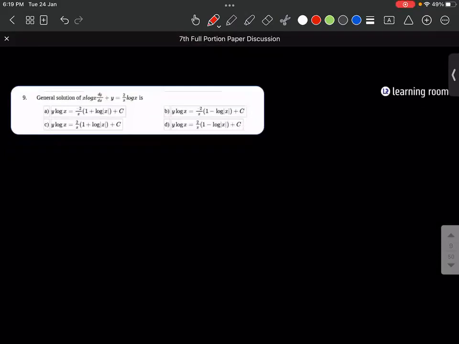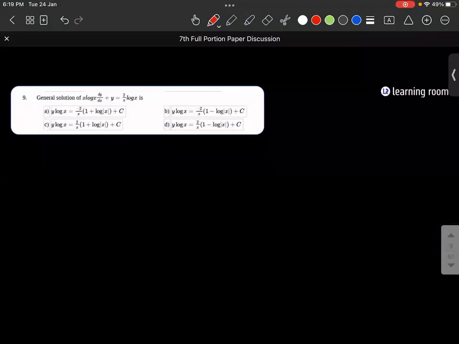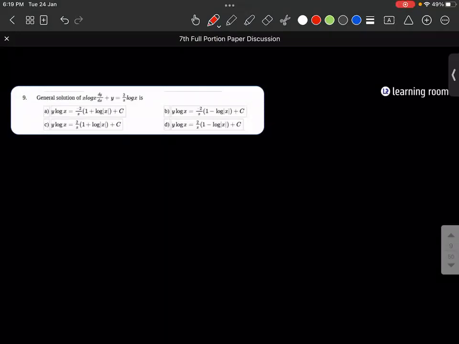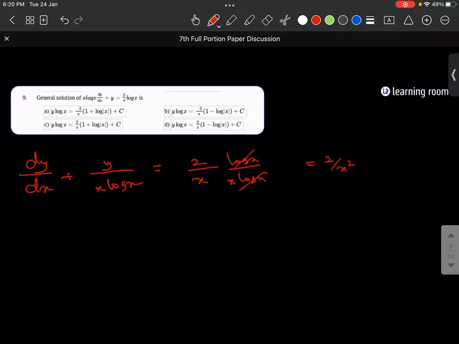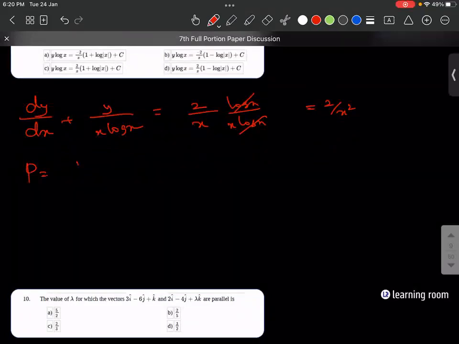Ninth one. So ninth one, how to solve this? So first rearrange the equation. Dy by dx plus y divided by x log x is equal to 2 divided by x into log x divided by x log x. So cancel this and this. It will be 2 by x square. So what is the value of p? It is 1 by x log x. And what is the value of q? 2 by x square. So what is going to be the integrating factor?